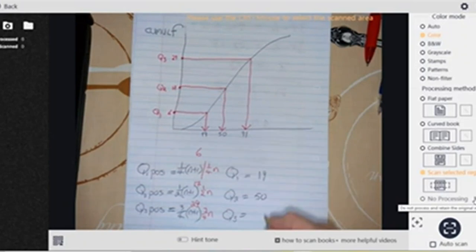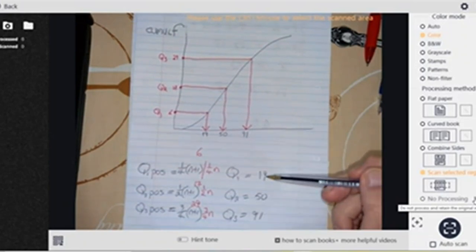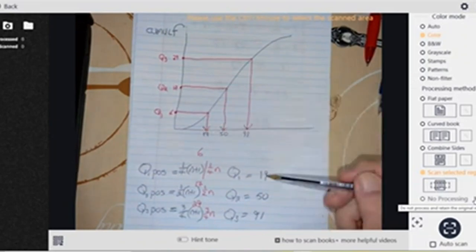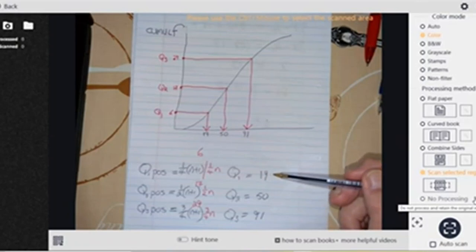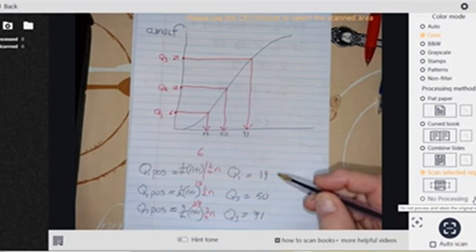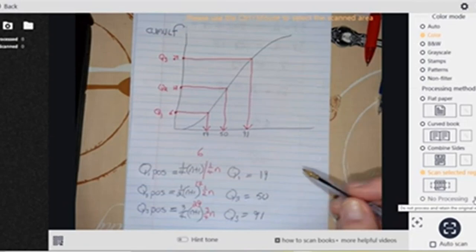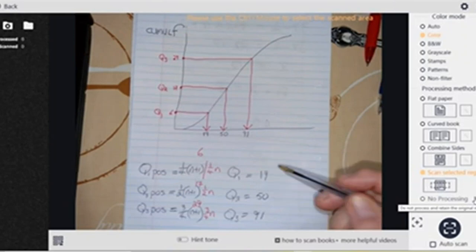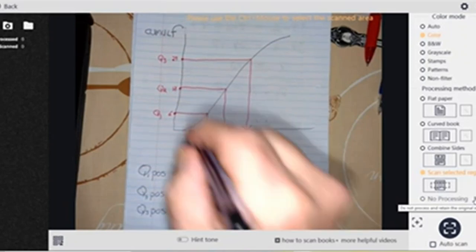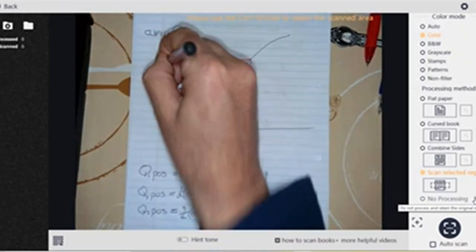Now, one person might have a 19 over here, one person might have an 18 over there. One person might have a 21 or a 22 over there. And that's why the memo doesn't just give one answer there, but gives a range. Memo might say from 17 to 20 award the mark, or from 48 to 52 award the mark. So it's very important. So these up here, these are not the quartiles.